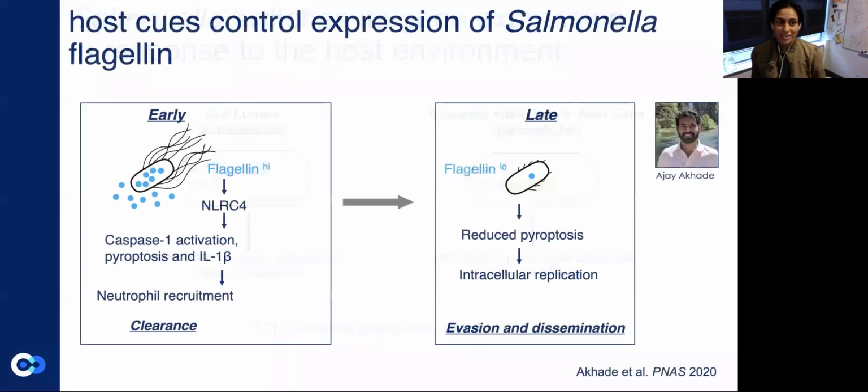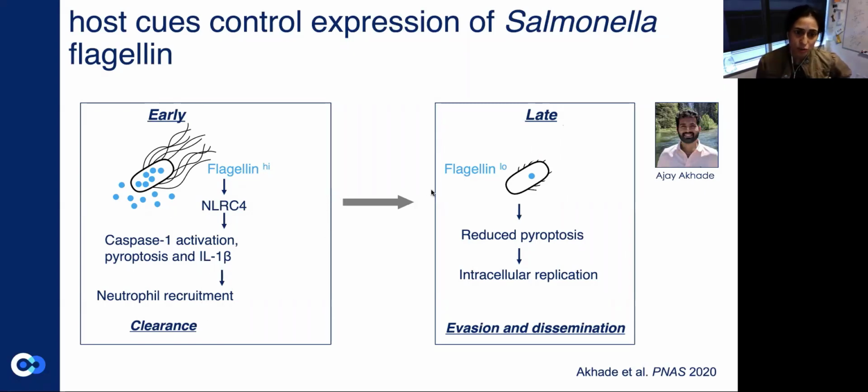And so one example of this switching in gene expression is provided actually by bacterial flagellin. And so flagellin early on within macrophages is sensed by this protein called NLRC4. It is one member of the NLR family that I spoke about a little while ago. And this leads to activation of Caspase-1 and cell death and production of IL-1 beta, neutrophil recruitment that leads to clearance of the pathogen. Again, this was an axis I just described in my introductory slide.